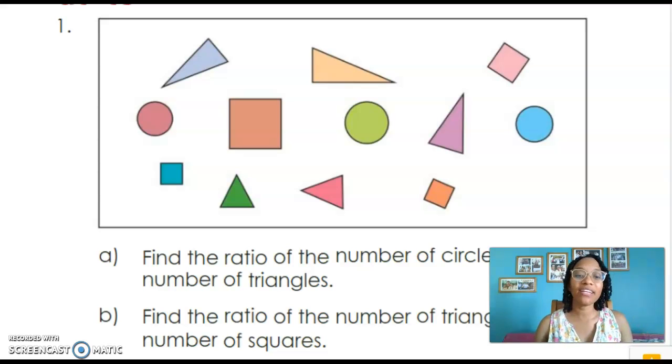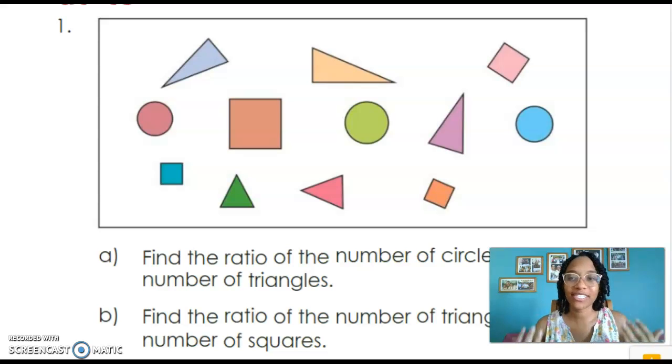Next, you're going to find the ratio of the number of triangles to the number of squares. Now, in this second problem, the number of circles is irrelevant. We don't care about that one. We're only following the shapes that are actually mentioned in the problems. We're going to count the number of triangles, then count the number of squares, write them both down, and place a colon in the middle, always making sure we follow the same order from start to finish in our numbers as we did with the words.